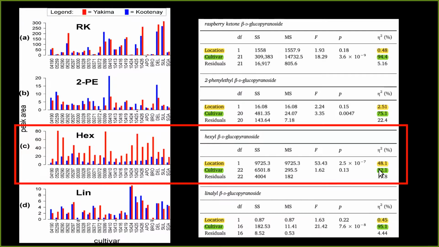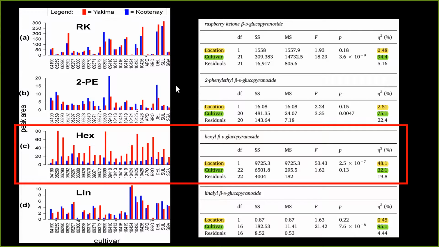2%, less than 1%. But location had a huge effect on the levels of this compound, but all of the other compounds were primarily affected by genetics. So in these two cases, almost 95% of the variability in these compounds was affected by variation in cultivar. So we thought that was interesting. We kind of asked the question, like, well, why is that?